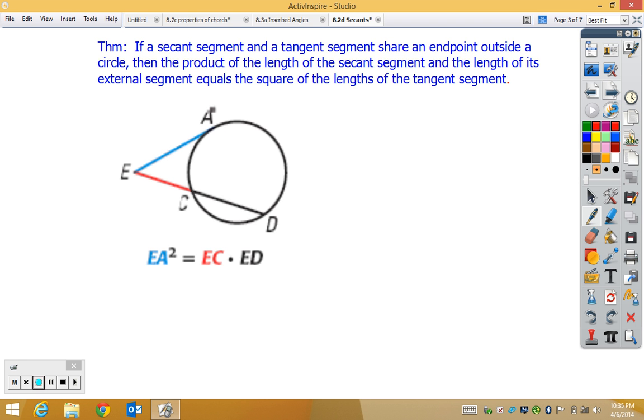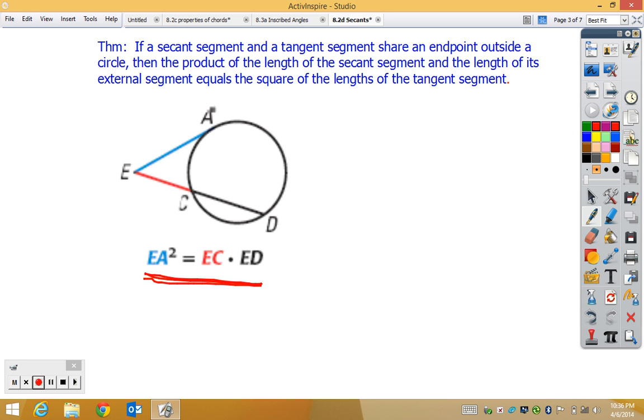And if a secant segment and a tangent segment, remember a tangent comes in contact with a circle at exactly one point, share an endpoint outside of a circle, then the product of the length of the secant segment and the length of its external segment equals the square of the length of the tangent segment. And again, we have that illustrated down here.